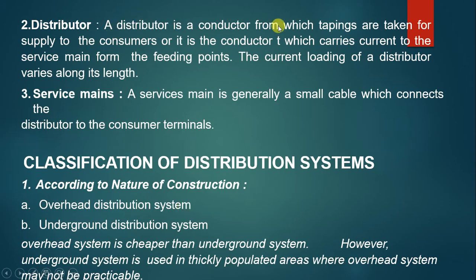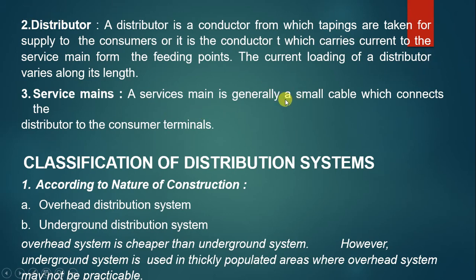A distributor is a conductor from which tappings are taken to supply the customers, or it is a conductor which carries current from the service main from the feeding points. The current loading of a distributor varies with respect to its length, right? A distributor is nothing but a tapping. Whatever household lines are connected with your main, on the street there are poles, no? That is a distributor pole.